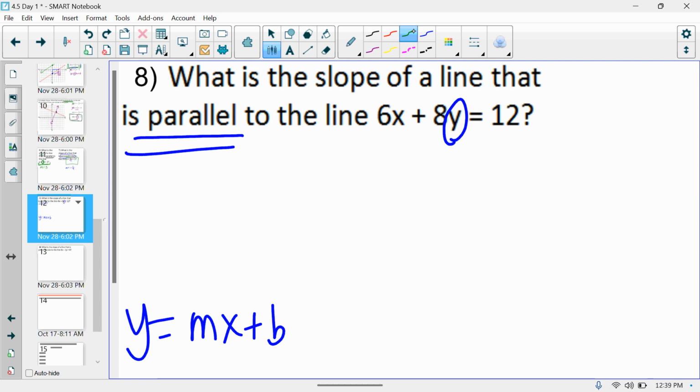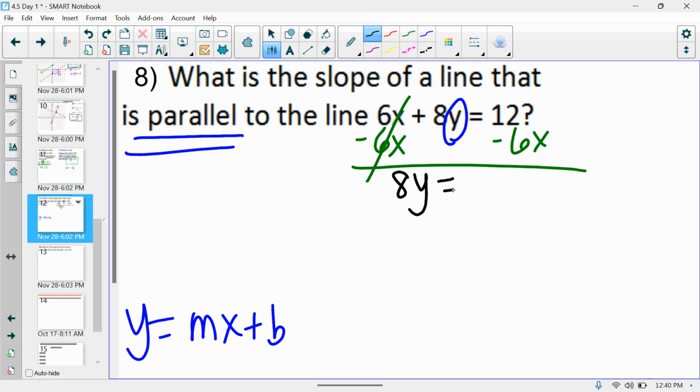Ryan? 6 minus 6 is 0. We have to just write 12 minus 6x, right? They're not like terms. 12 doesn't have an x on it. What now? Y is not alone yet. Ryan, what do you think?